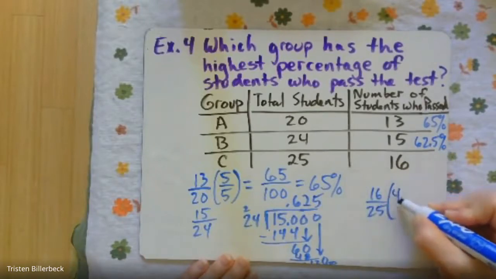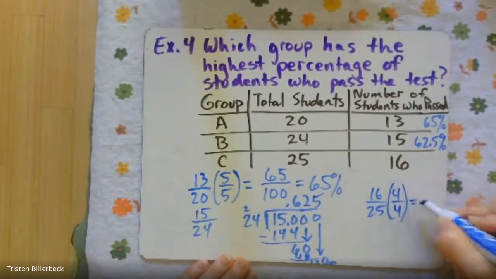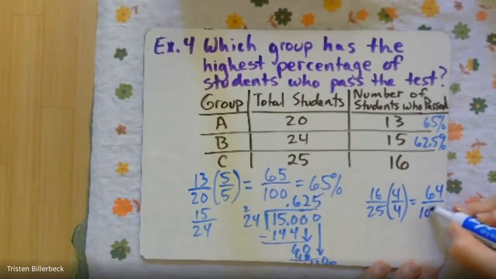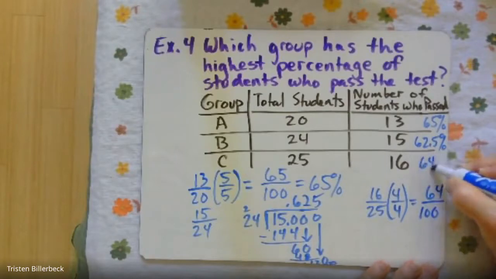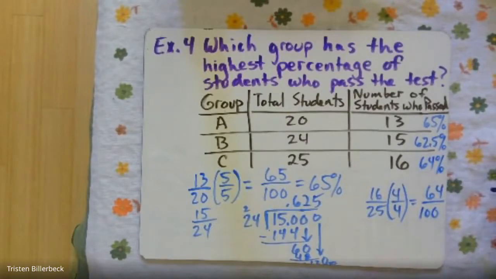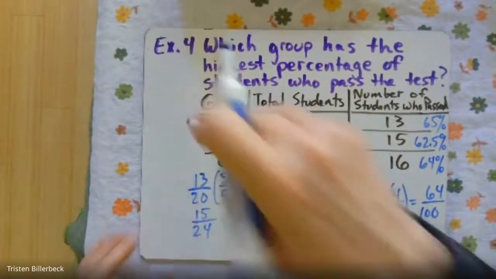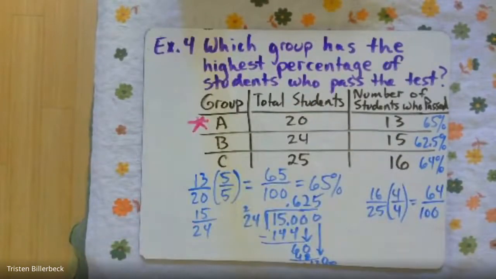Well, that's simple. You just multiply by 4, and you get 64 over 100, so that's 64%. So it looks like Group A is the winning. They did better on the test than anyone else. So there you go.